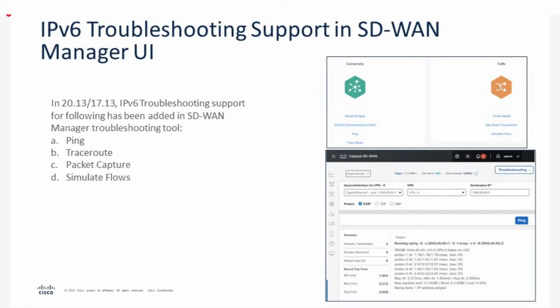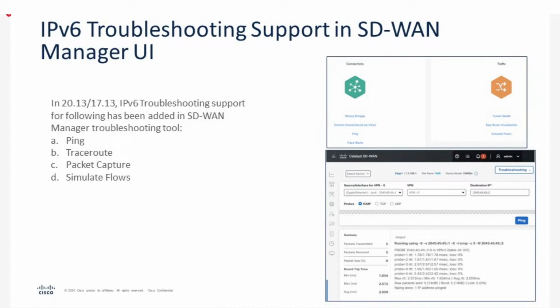Next feature we have is V6 troubleshoot in SD-WAN Manager UI. There were several enterprises and customers having a mandate to use IPv6 addresses only in their network, right? And our current SD-WAN solution has the capability to use IPv6 implementation, but our manager doesn't support IPv6 troubleshooting natively, like we have it for IPv4.